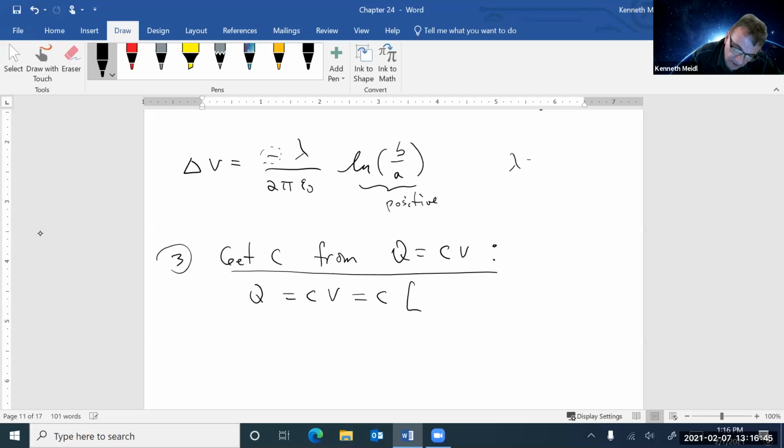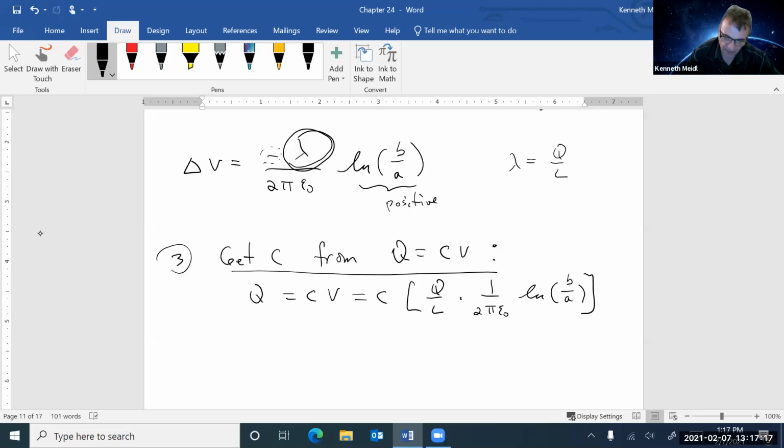And so lambda stands for the charge per length. So I think I'm going to put that in there so I can get the Q's to cancel. And that's pretty typical. And once again, that minus sign, I'm just going to disregard that. I'm going to take the absolute value here of the voltage difference here. So I really have Q all over L. That's this lambda right there that I just circled. And then I have a 1 over 2 pi epsilon naught, all times the natural log of B all over A.